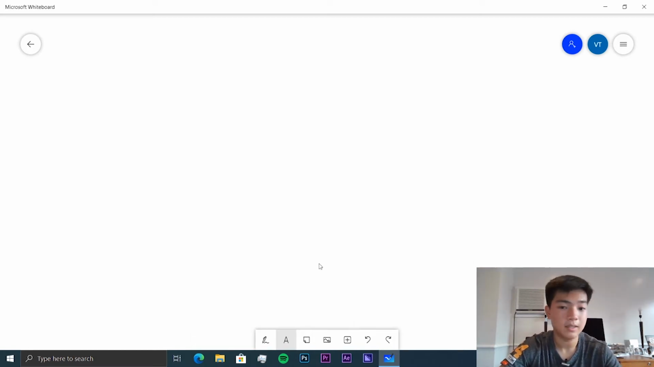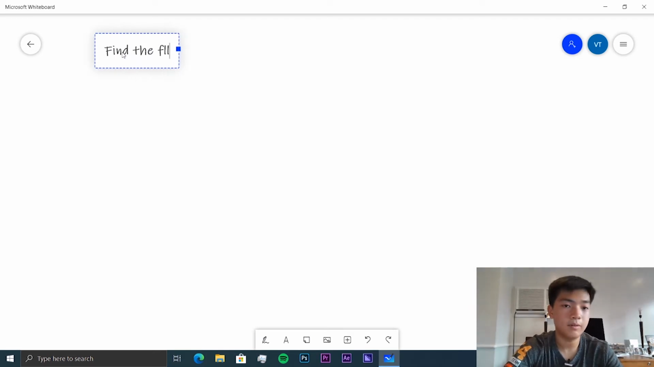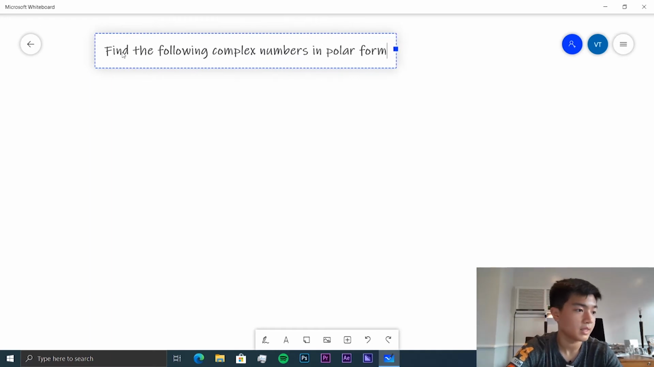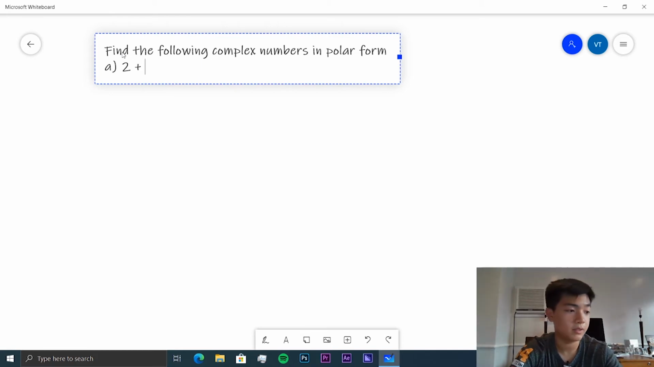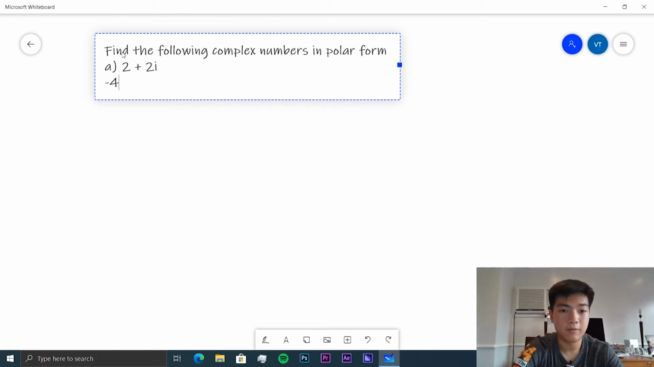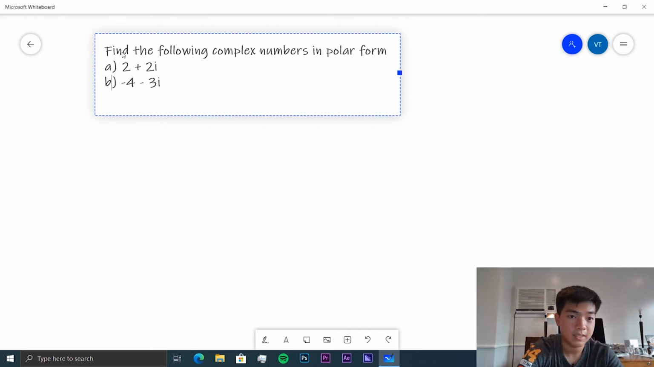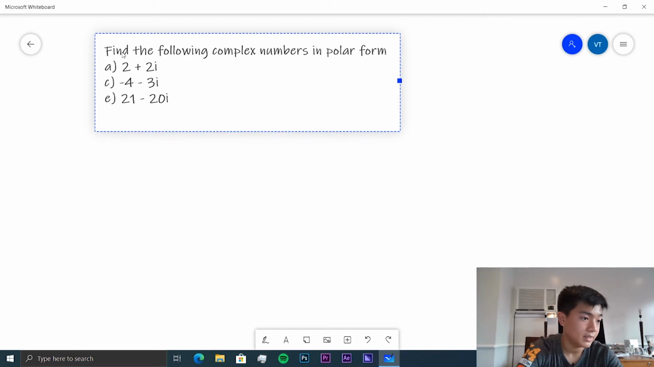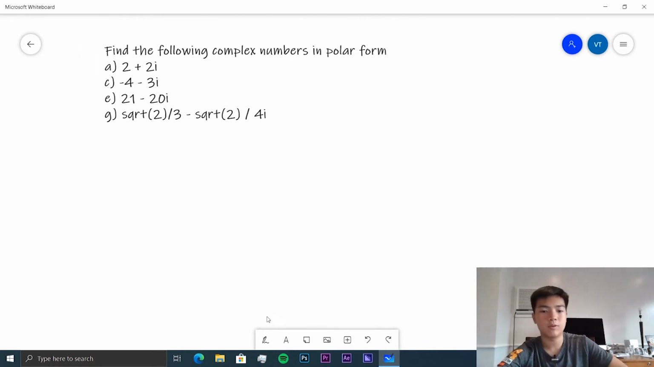Okay, on to the next question, where we need to find the following complex numbers in polar form. So first 2 plus 2i, next -4 minus 3i, that's actually the third one. E is 21 minus 20i, and g is equal to square root 2 over 3 minus square root 2 over 4i. Okay, let's find these in polar form.